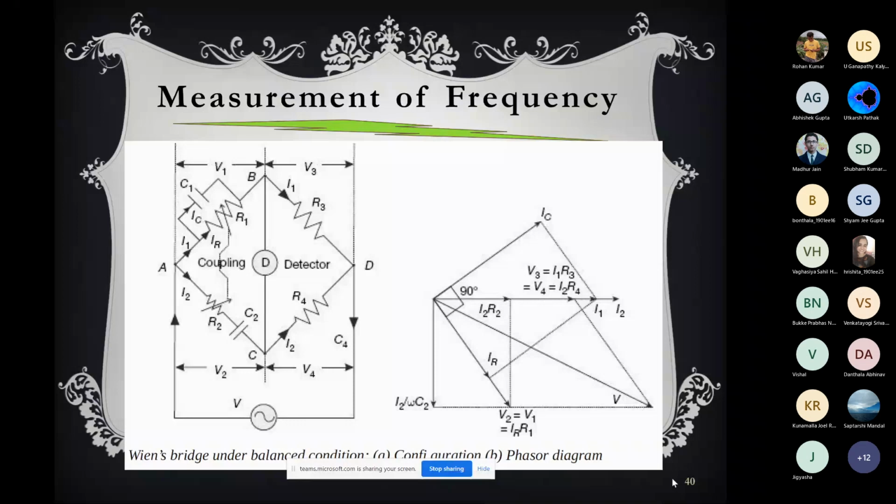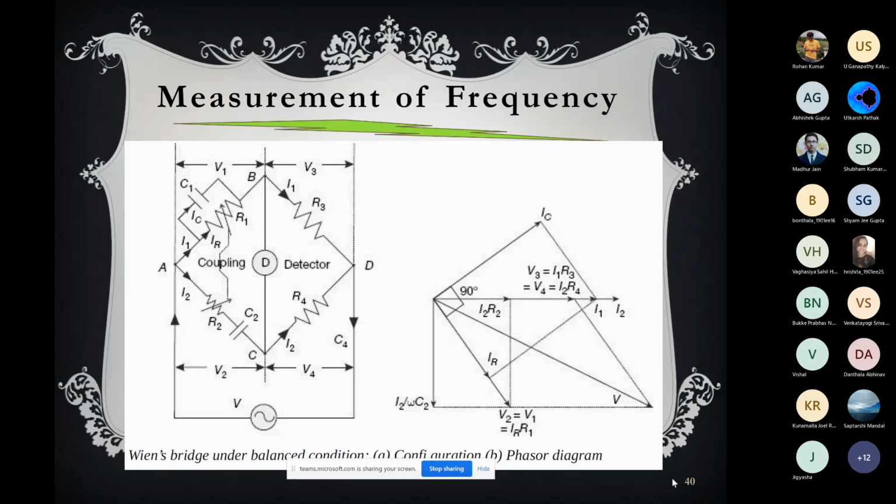So here our objective is to measure the frequency. In earlier cases, you have seen that the excitation voltage frequency is very well known, but here the excitation voltage frequency is not known, and our objective is to measure it. Here there are four arms, and it looks a little bit complicated. R3 and R4 are simple resistance arms, and arm AB has R1 with a capacitance in parallel with R1, and arm AC is a resistance R2 with the capacitance C2.